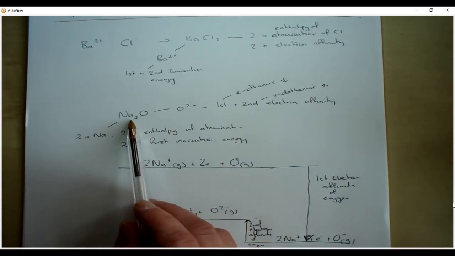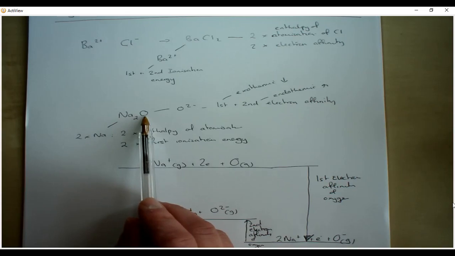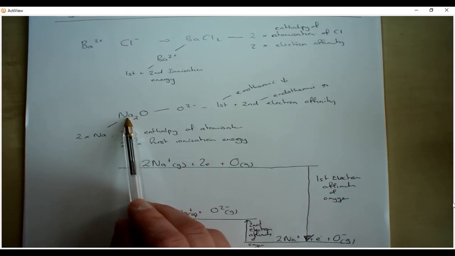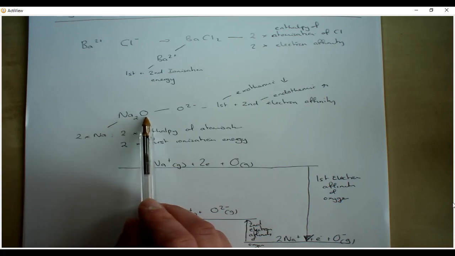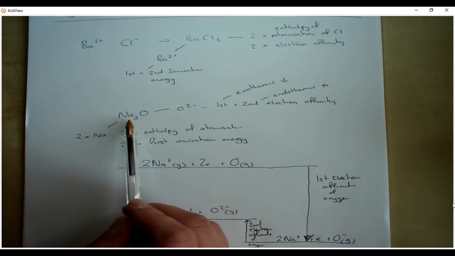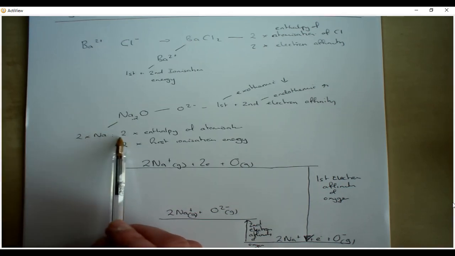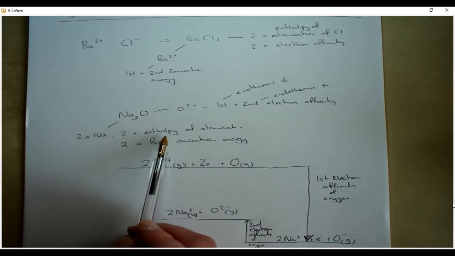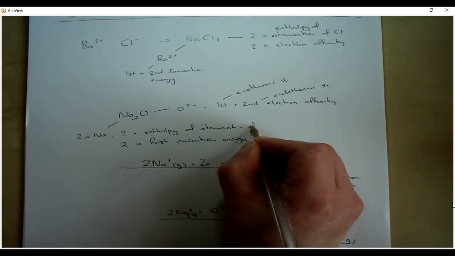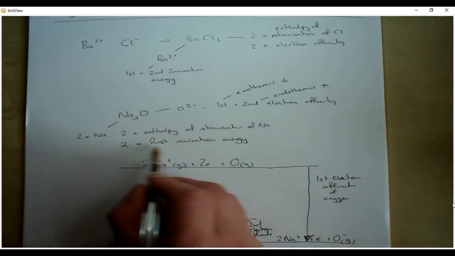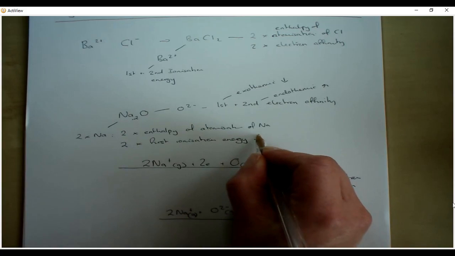Now, if we have something with a 2-, then it looks even more complicated. Sodium's in group 1, so it's +1. Oxygen's in group 6, so it's going to be 2-. Because there are 2 sodiums, you're going to have twice the enthalpy of atomization of sodium, and 2 times the first ionization energy, again, of sodium.